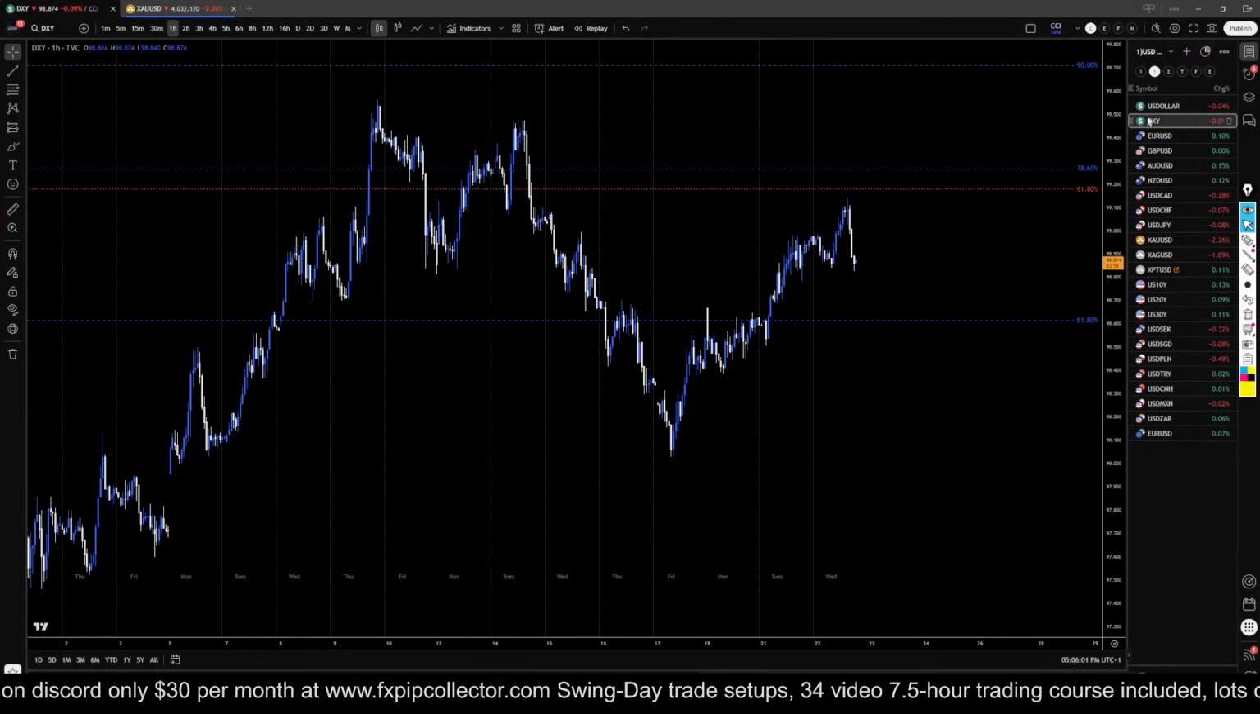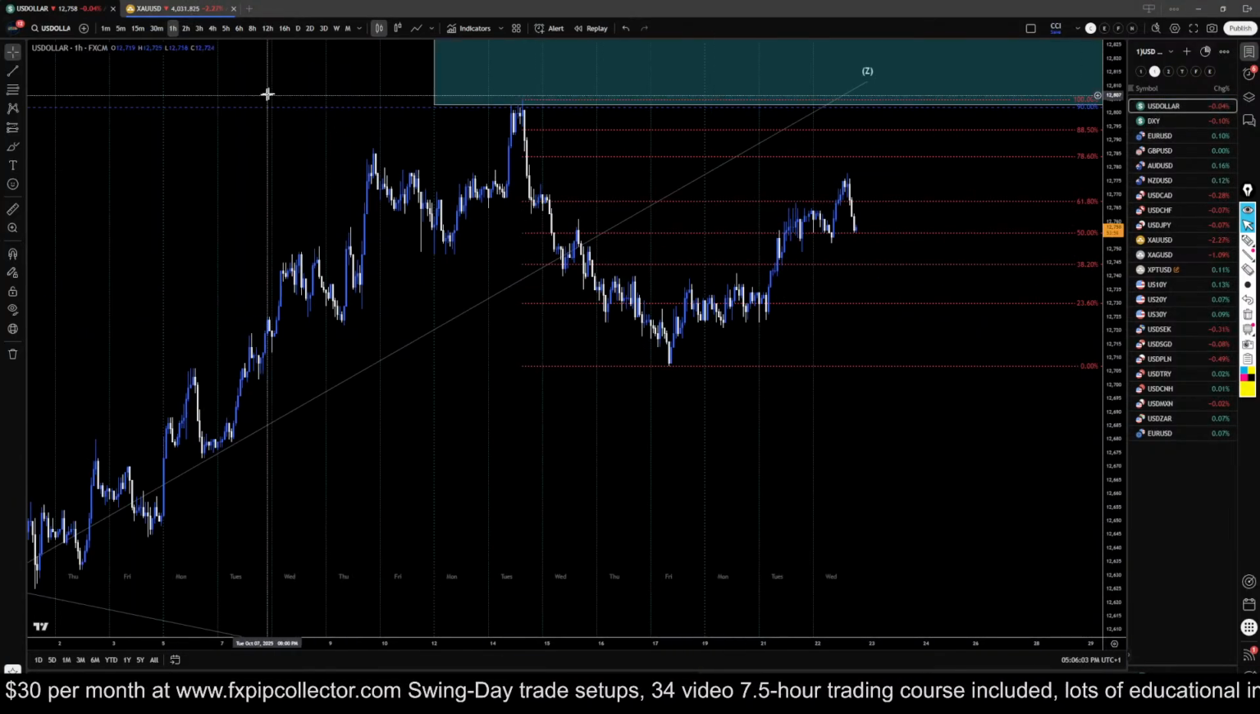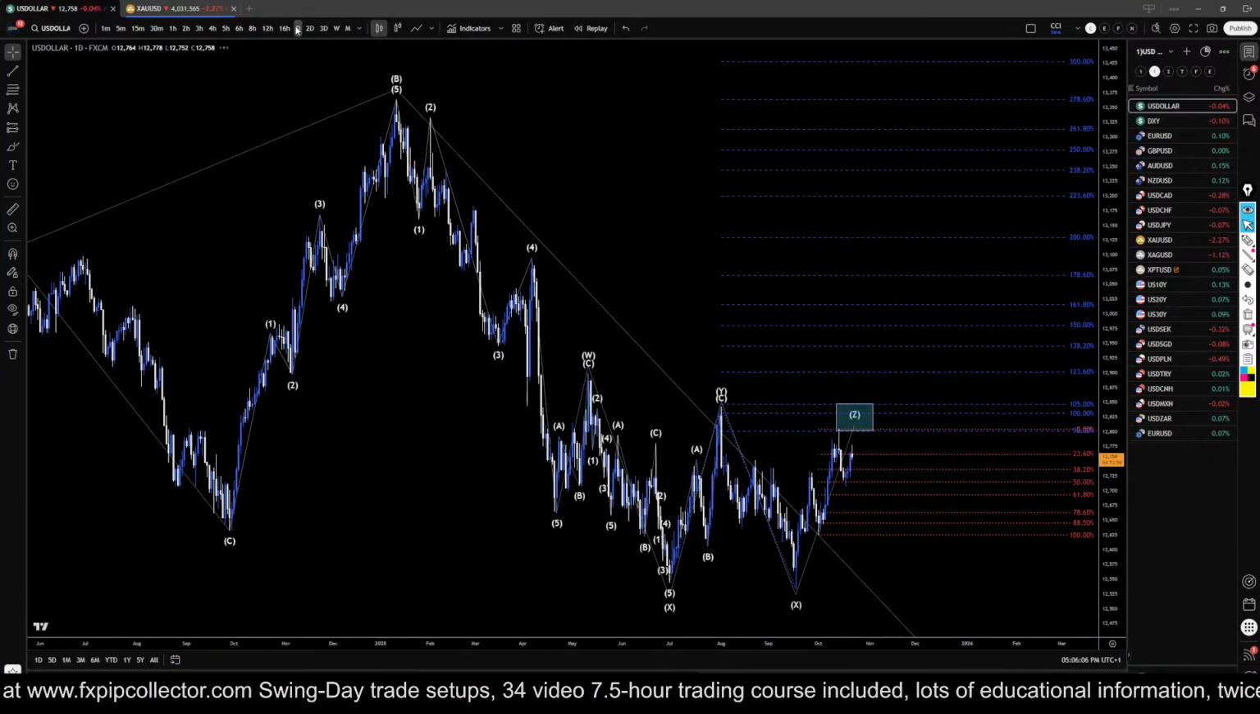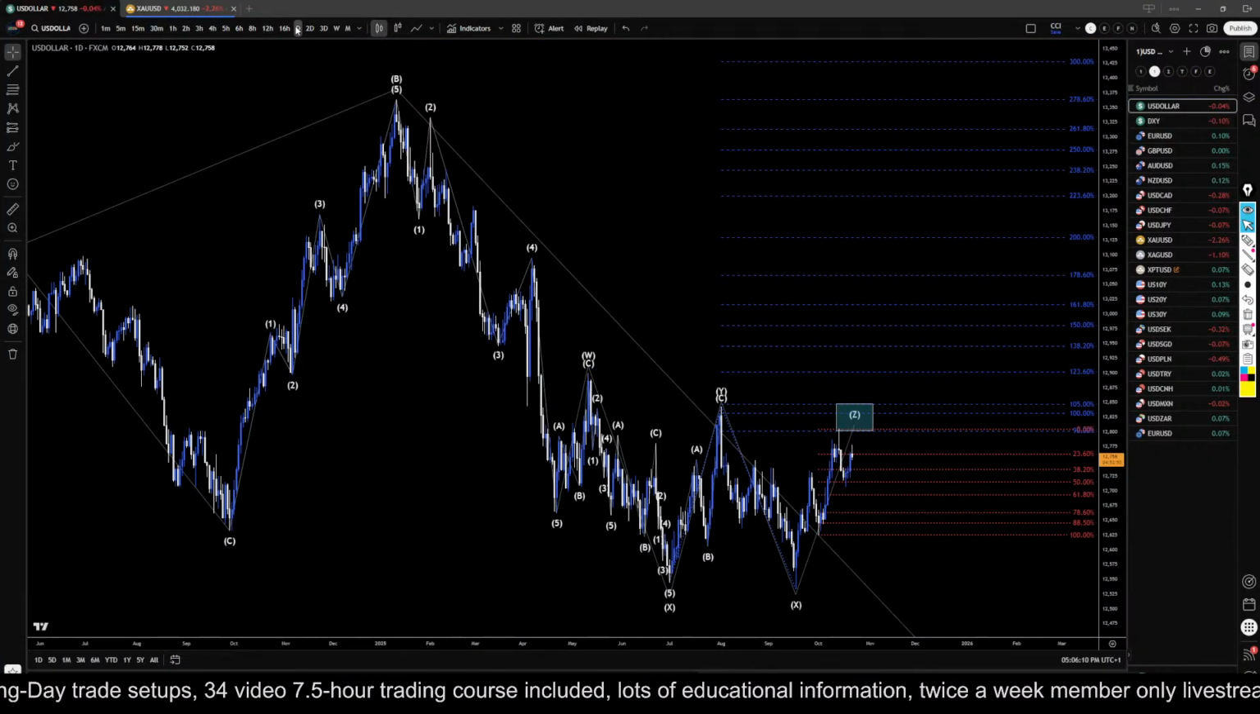So, anyways, going back to the U.S. dollar index and on the daily time frame, there is definitely some subtle differences between the two different analyses.